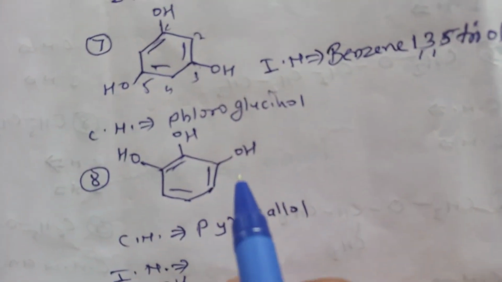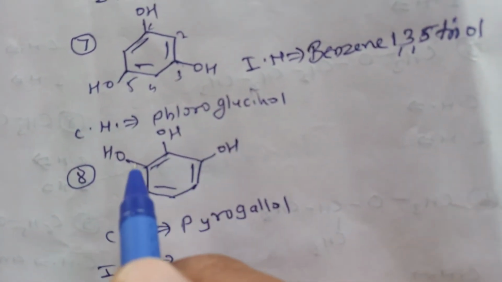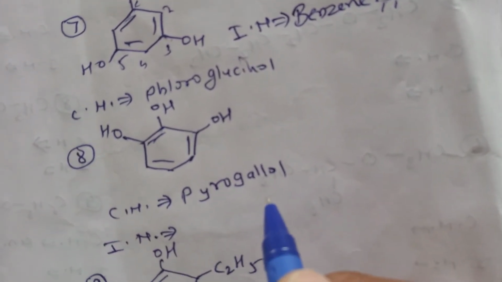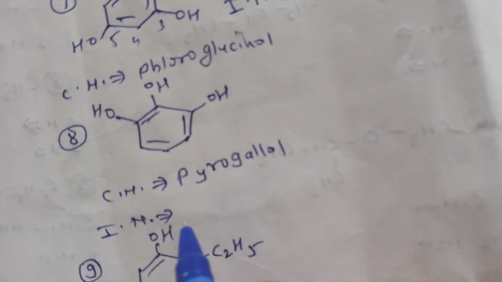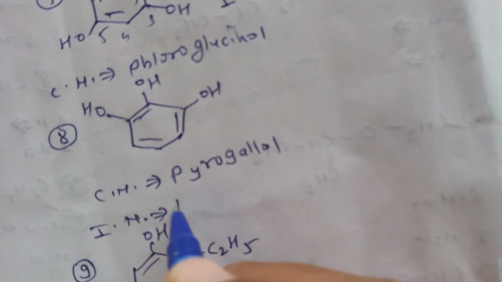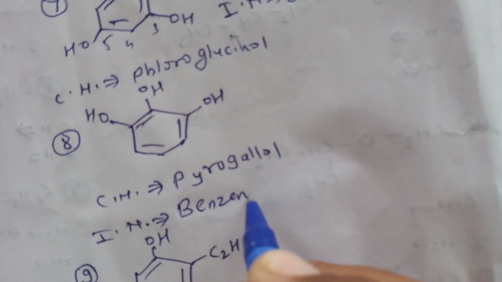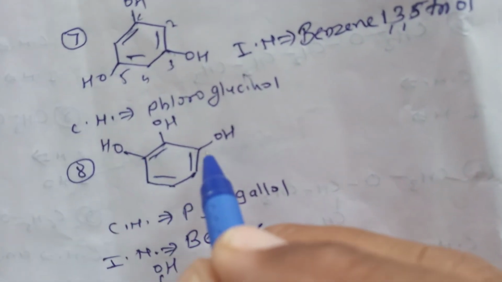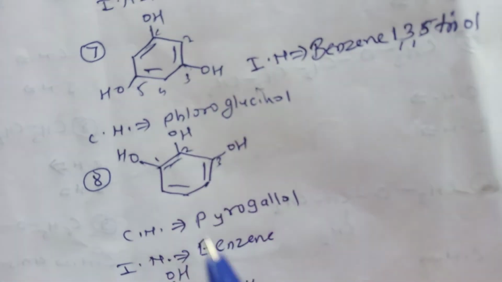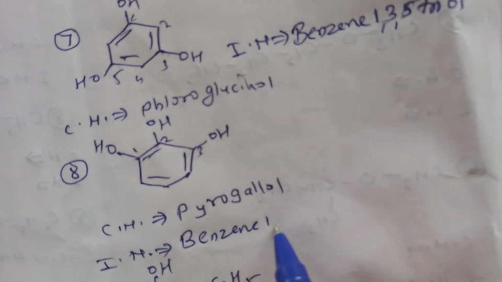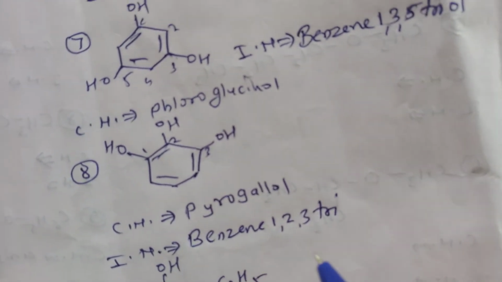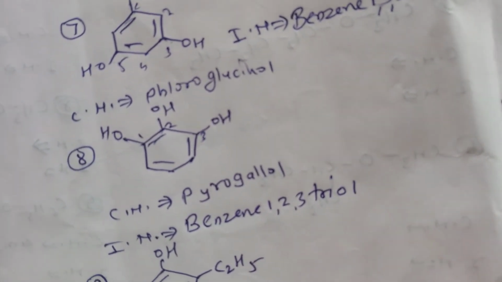Same, another example, which also has 3 hydroxyl groups, that is pyrogallol. The common name of the compound is pyrogallol. The IUPAC nomenclature of this compound is the same. Write down first benzene, then numbering from this carbon or this carbon, 1, 2, 3. These locants are substituted here, 1, 2, 3. There are 3, therefore use tri and ol.